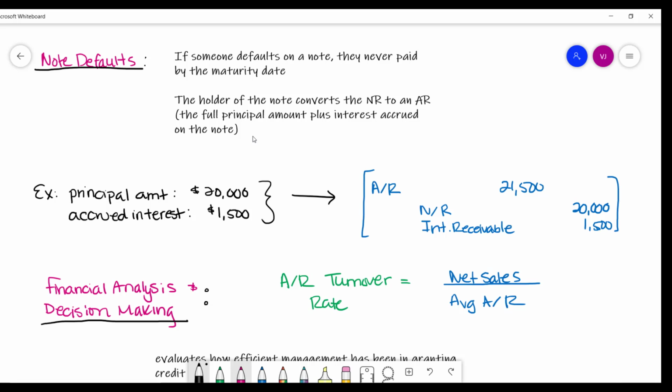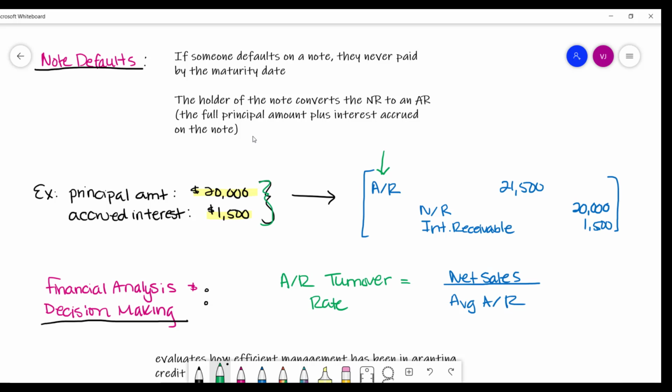So what would that look like? So let's take a look at an example here. So here, the principal amount of the note was $20,000, and by the time that it matured, the interest accrued on that note was $1,500 as an example. So when someone defaults on a note, we would take that full amount of the principal plus interest accrued and move it to an accounts receivable account.